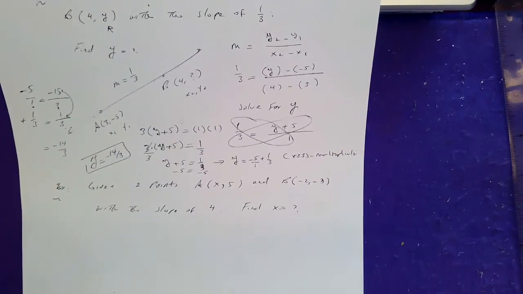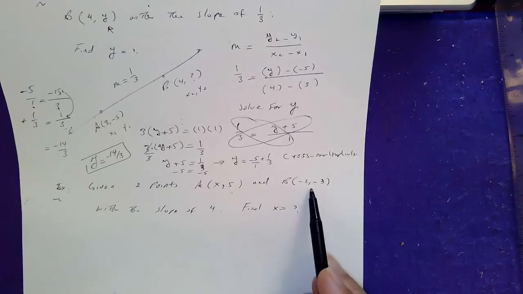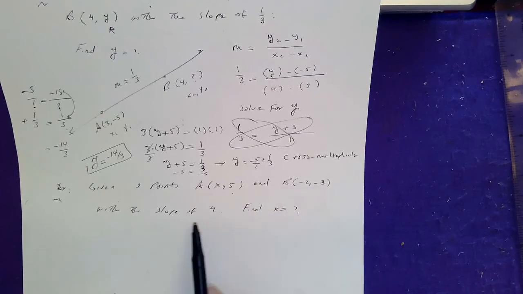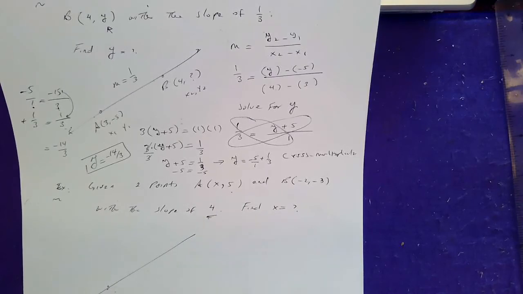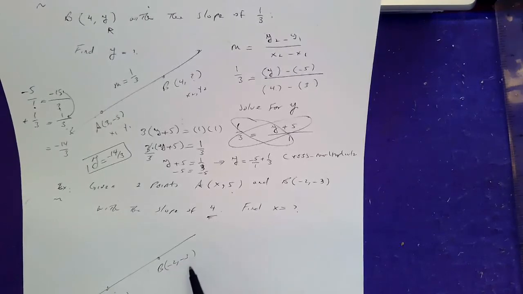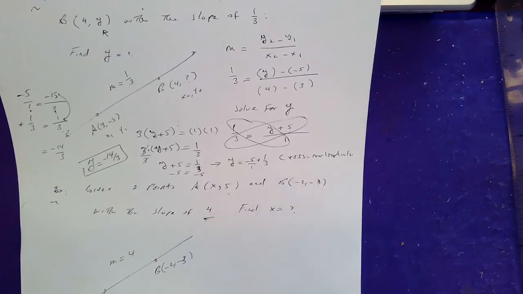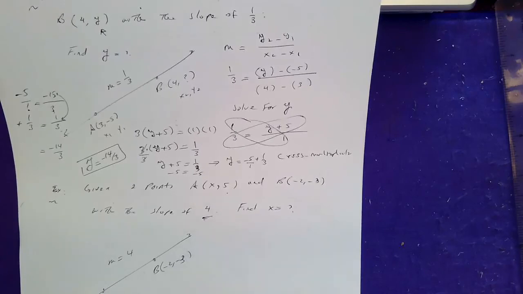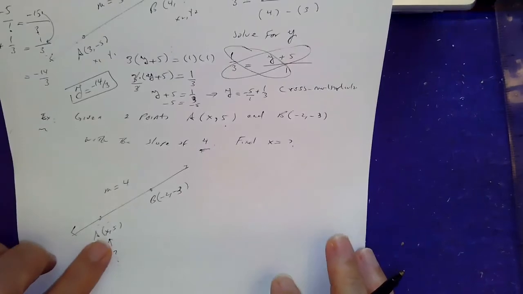Last problem of this section, given 2 points, A is (x, 5), B is (-2, -3), with the slope of 4, can you tell us what's the missing component of point A? Once again, here's point A. We don't know what the x component of point A is. We do know both components of B. We also know the slope is 4 because we were given that. So how do you find this guy?